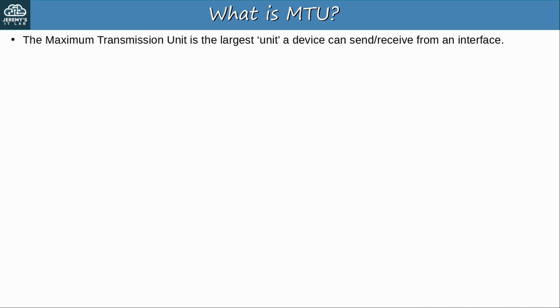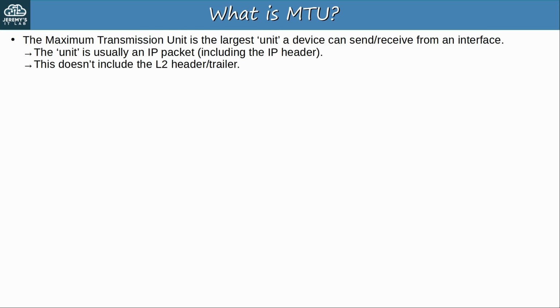What is MTU? The maximum transmission unit is the largest unit a device can send or receive from an interface. That unit is usually an IP packet, including the IP header. However, it doesn't include the Layer 2 header and trailer. In the CCNA course, I mentioned MTU in relation to fragmentation of IP packets. If a packet is larger than the MTU, the router will fragment it into multiple parts. In this video, we'll get much deeper into the topic.